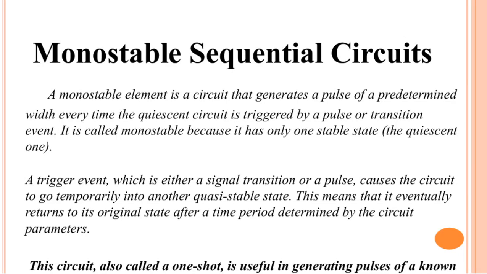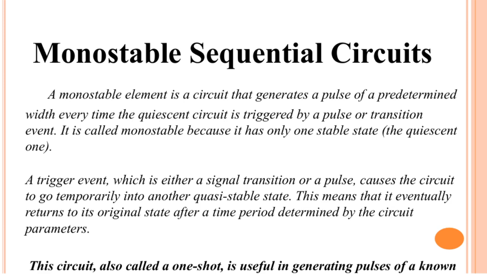A monostable sequential circuit is designed to produce a single pulse of a set duration whenever it is triggered. It's known as monostable because it has only one stable state, which is the resting or quiescent state. When a trigger event occurs, either a change in the signal or an input pulse, the circuit temporarily shifts into a quasi-stable state. This state is not fully stable, so after a specific amount of time, determined by the circuit's internal components, it returns automatically back to its original stable state.